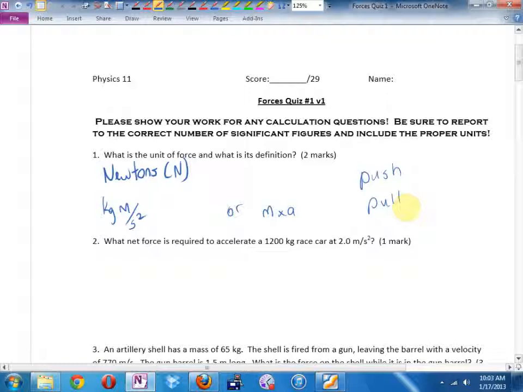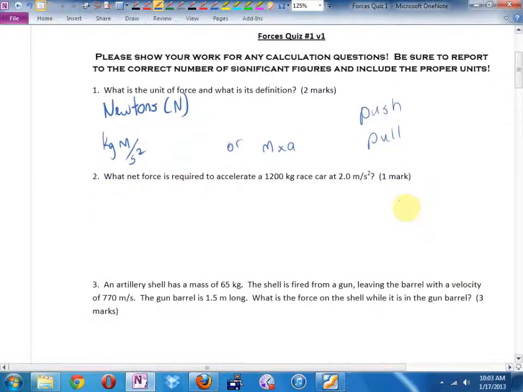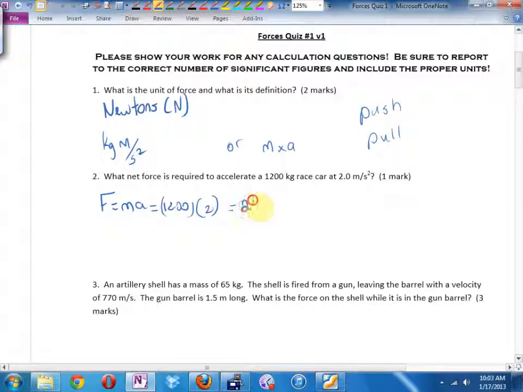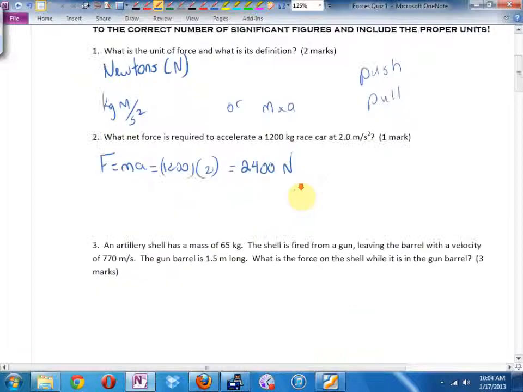Any others? Okay. What net force? So we're starting off very simple. We're just saying, hey, you need to know that F equals ma. And if the car is 1,200 and the acceleration is 2, then the net force, I'm multiplying by 2. I guess I really don't need a calculator. 24,000 newtons, yes? 2,400 newtons, Mr. Dewick? How about I'm multiplying by 2? I really don't need a calculator. Nice try. How about 2,400 newtons? 1 mark.